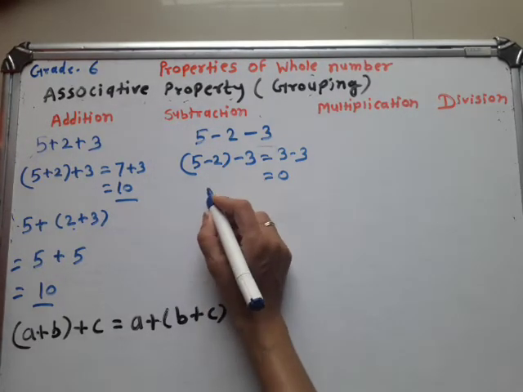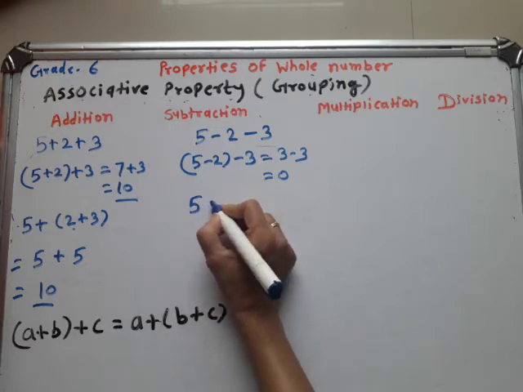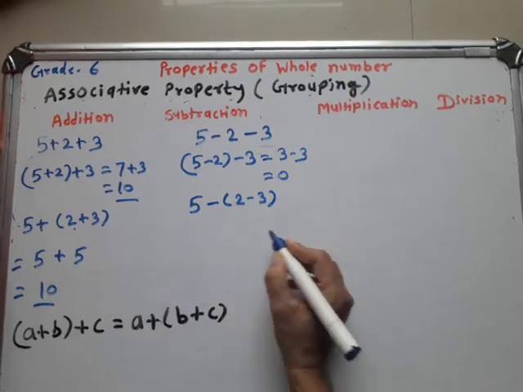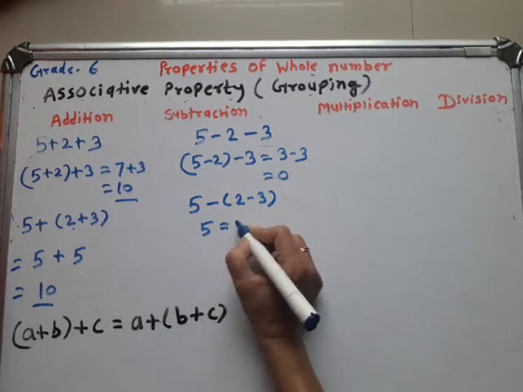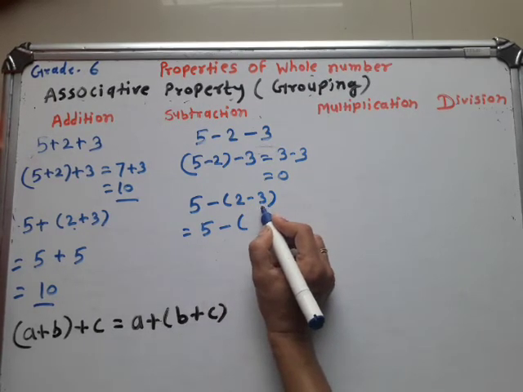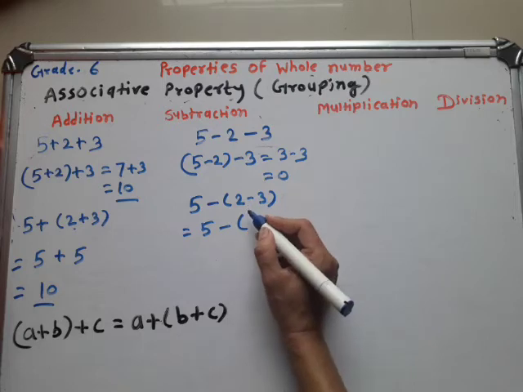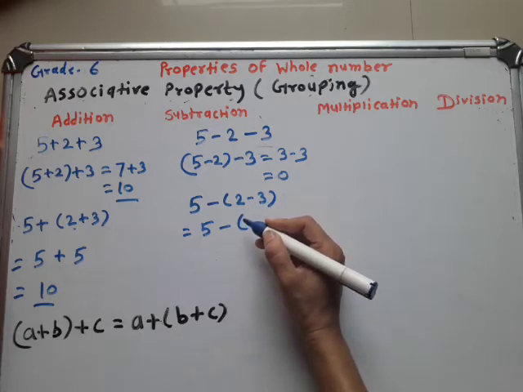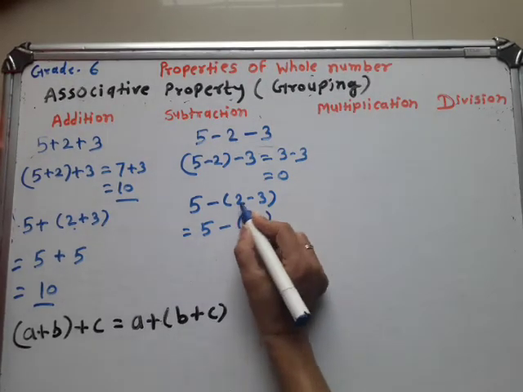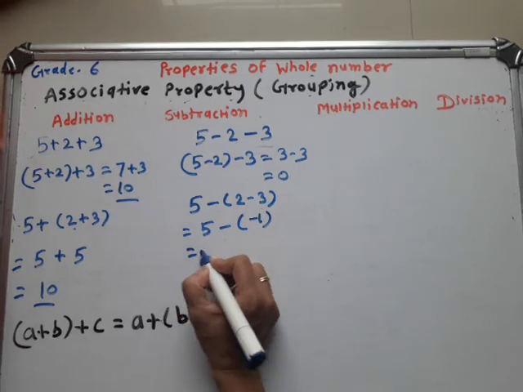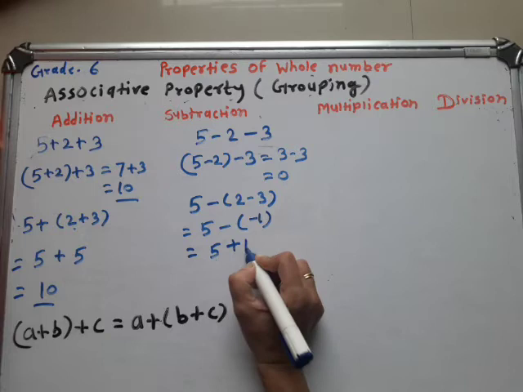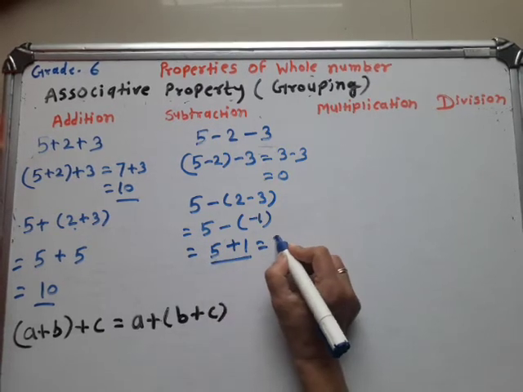Now we change the group. 5 outside, in bracket 2 minus 3. So what is your answer? This is 5. Okay. Here 2 minus 3 is not possible. Here we get the answer minus 1. 3 minus 2 is 1, and the greater number's sign is minus, so minus 1. So 5, and this minus minus 1 we get plus 1. Okay. Here we get 6.